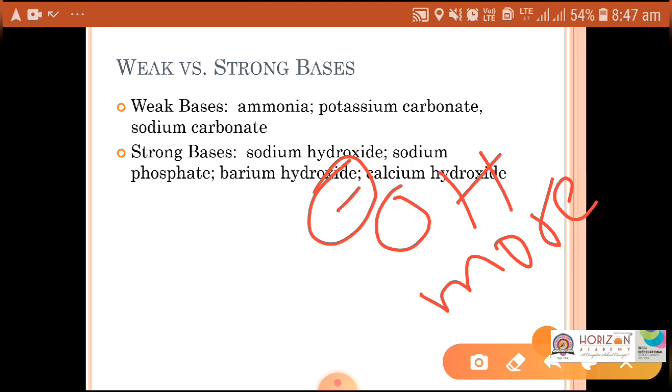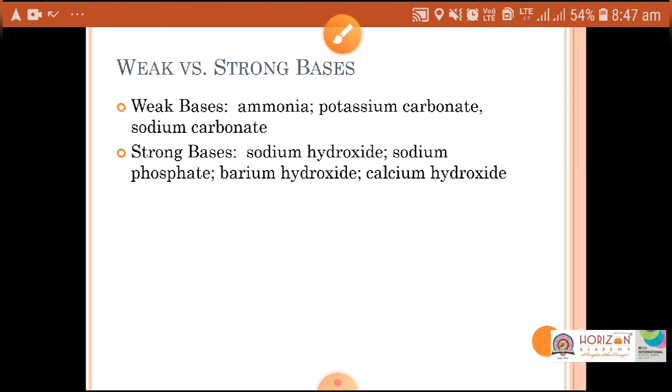Here you can see examples of weak bases: ammonia, potassium carbonate, sodium carbonate, and strong bases are sodium hydroxide, sodium phosphate, barium hydroxide, etc. Bases do not always contain OH minus ions, but most of the bases contain OH minus ions. In simple words, weak bases ionize in very small quantity and strong bases ionize in larger quantity. Ionization is simply the formation of ions, that is positive and negative ions, whenever they are dissolved in water.